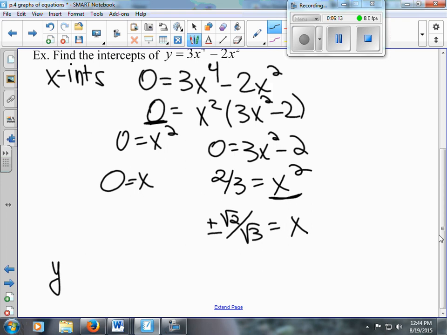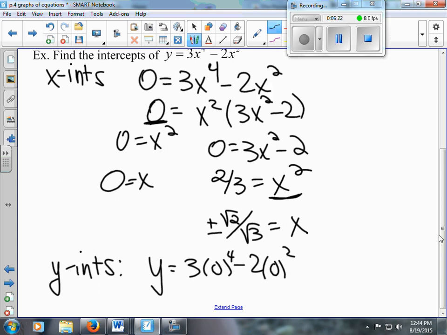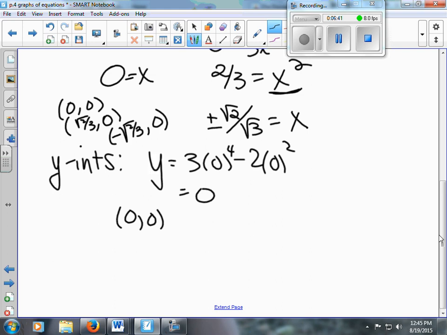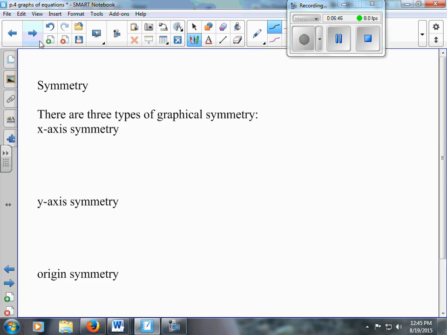So now for the y-intercepts, I'm going to make x 0. So I just replace the x with a 0, and I get y equals 0. So there were three x-intercepts: (0, 0), (radical 2/3, 0), and (negative radical 2/3, 0), and then there's one y-intercept, (0, 0). It's the same as this x-intercept, right? Because it crosses both, it's the origin.